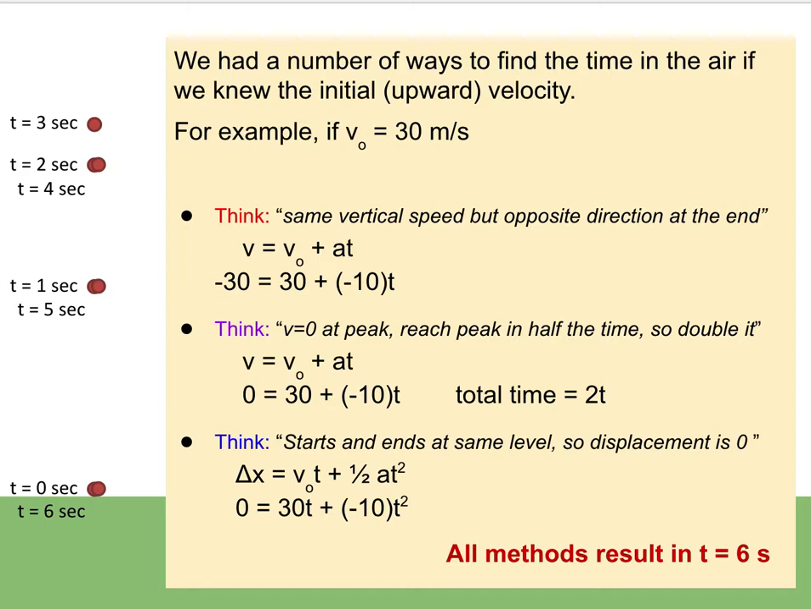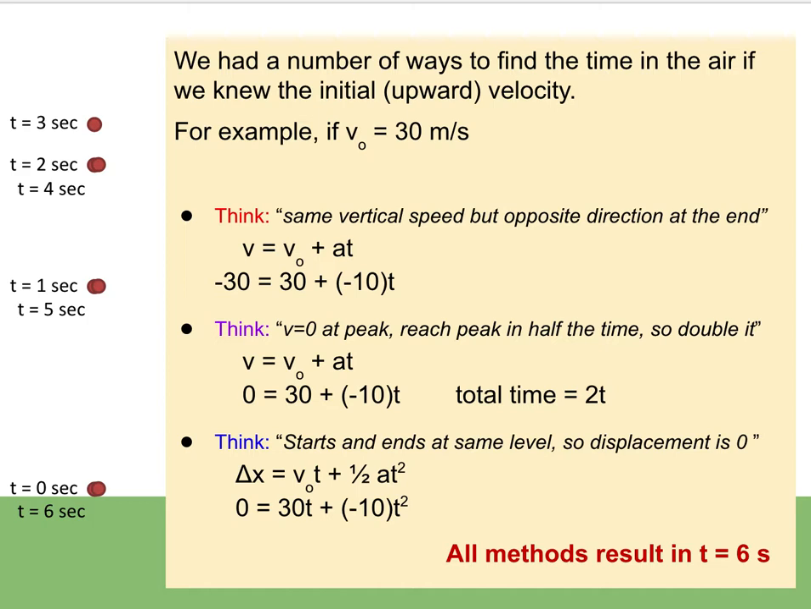And so we would put a negative 30 and a positive 30 into our equation. Or we could split the motion in half and just think that at the top, the speed will be 0. And so we could figure out how much time it takes the object to run out of speed. And from this equation or situation, we would have found that t was 3 seconds, and then we would have doubled it to get 6 seconds.